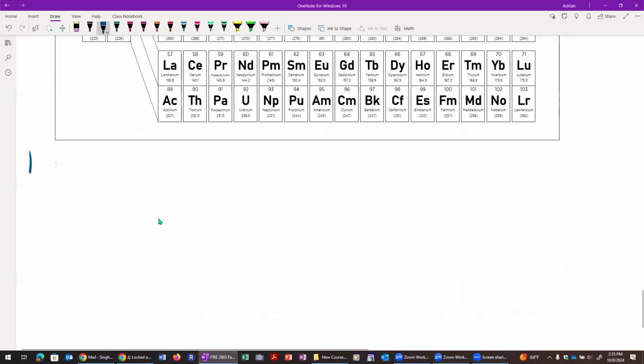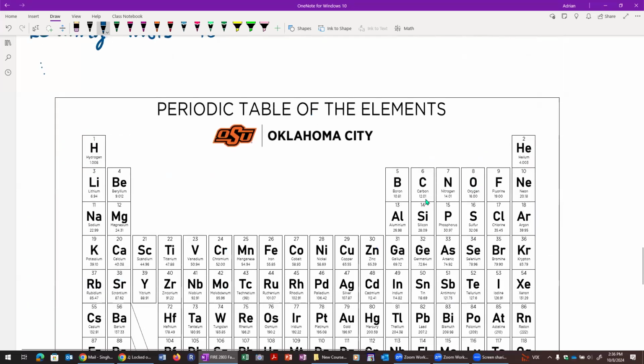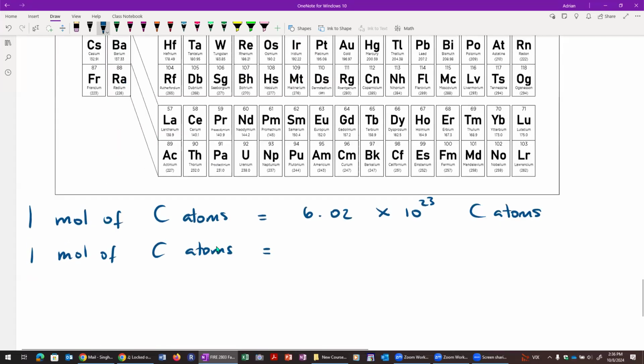So, for example, if I have 1 mole of carbon atoms, we know now that I have a certain number of those, which is Avogadro's number, 6.02 times 10 to the 23 carbon atoms. The way that the periodic table is going to be helpful to me here is that if I have a mole of carbon atoms, I can look up the mass of that mole of carbon atoms. I can find that on the periodic table. So for carbon, a mole will have a mass of that same number. So it's the atomic mass number that you see, the 12.01.